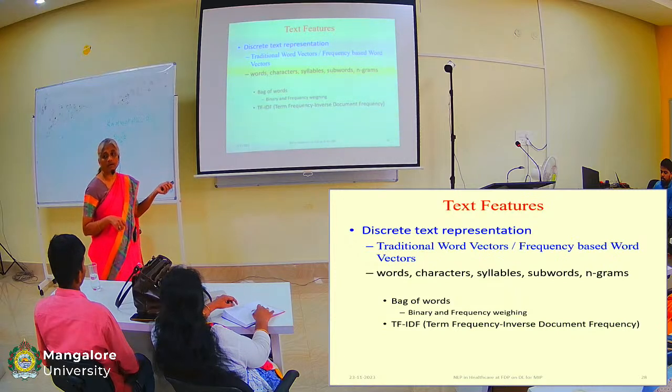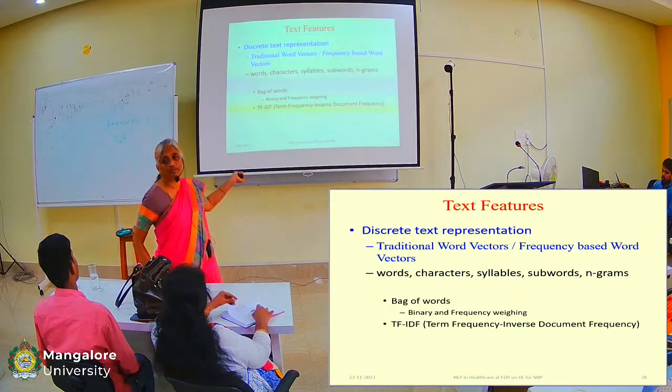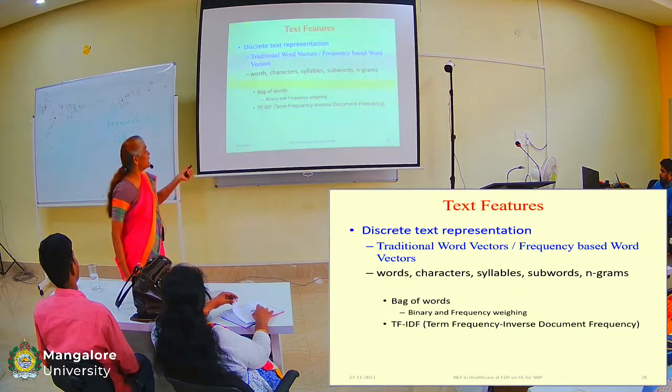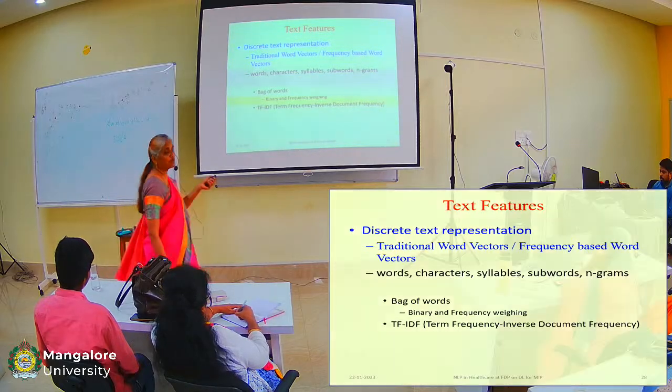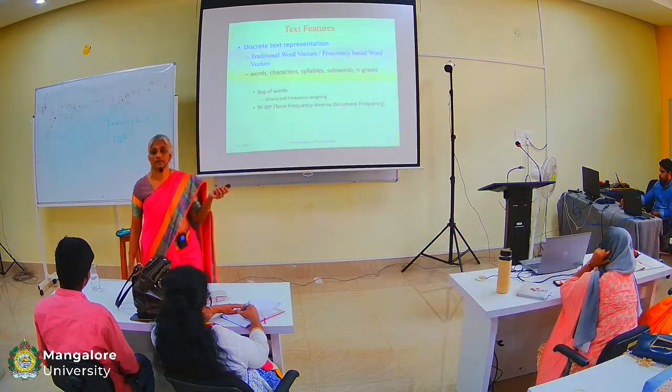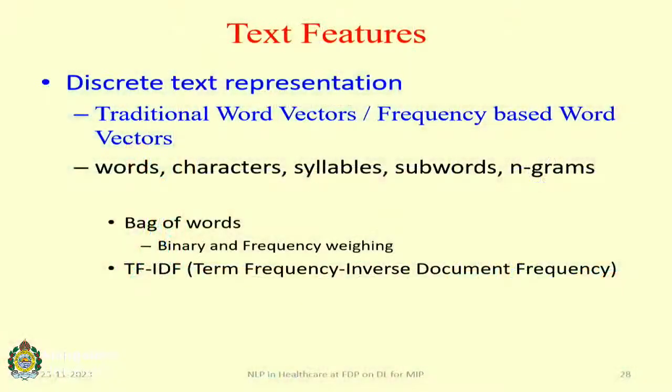Otherwise, any language which is using a Romanized script, we can use a character representation. And the other one is the n-grams. So what do you mean by n-grams? N-grams can be applied for words as well as characters. N-grams is n contiguous characters. Word n-grams are n contiguous words.